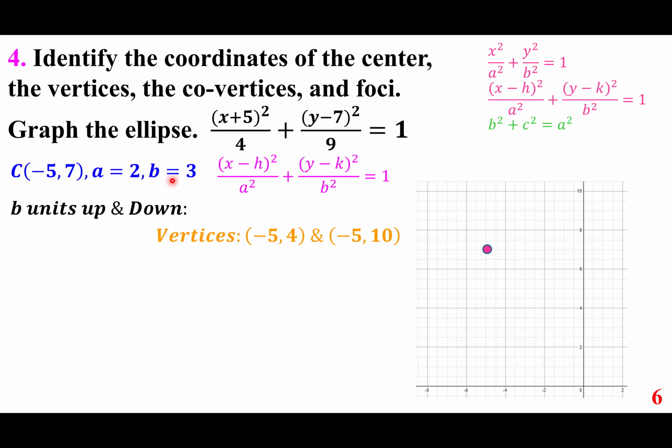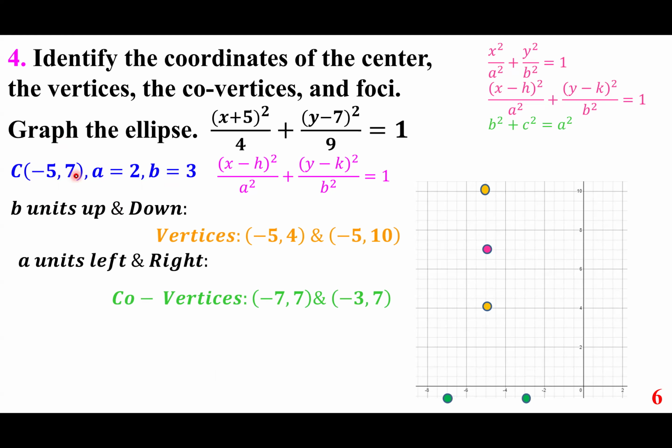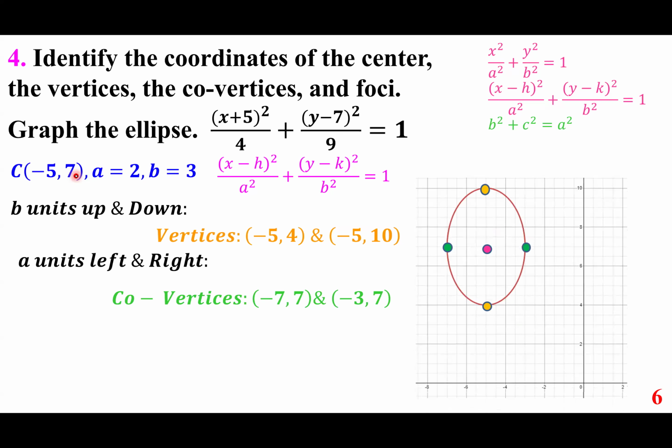And again, because B is larger than A, the vertices are along the y-axis, okay? Now, we go back to the center, and we're going to go A units to the left and right. So A is 2. If I want to go to the right, I'm going to add 2, becomes minus 3. If I want to go to the left side, I subtract, and it becomes minus 7. So minus 7, 7, minus 3, 7. You plot those, you connect it. There you have it. Again, it's elongated along the y-axis because B was larger.